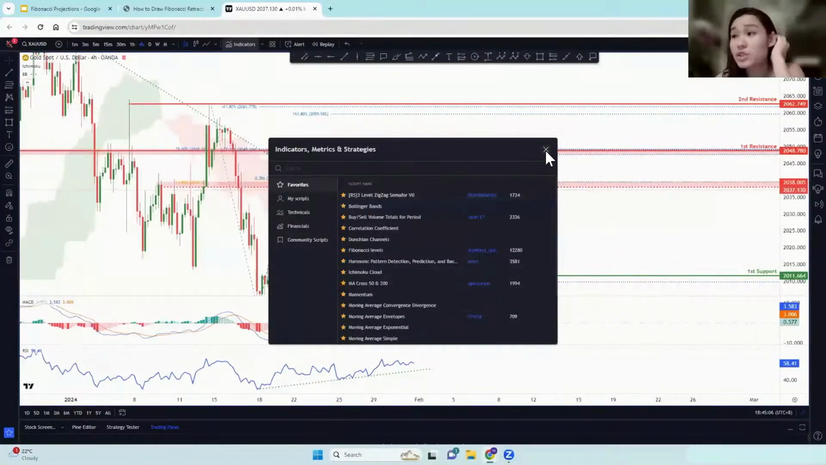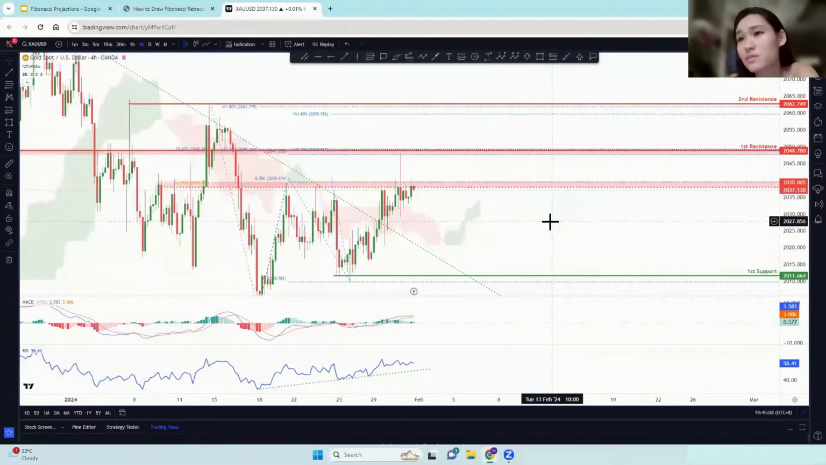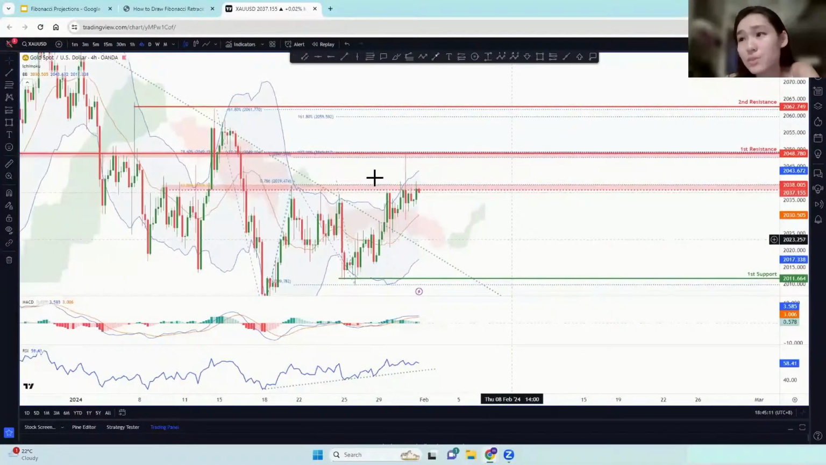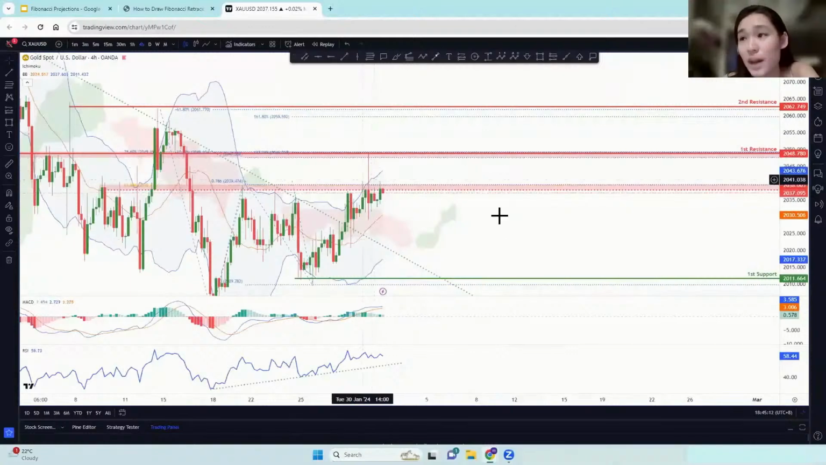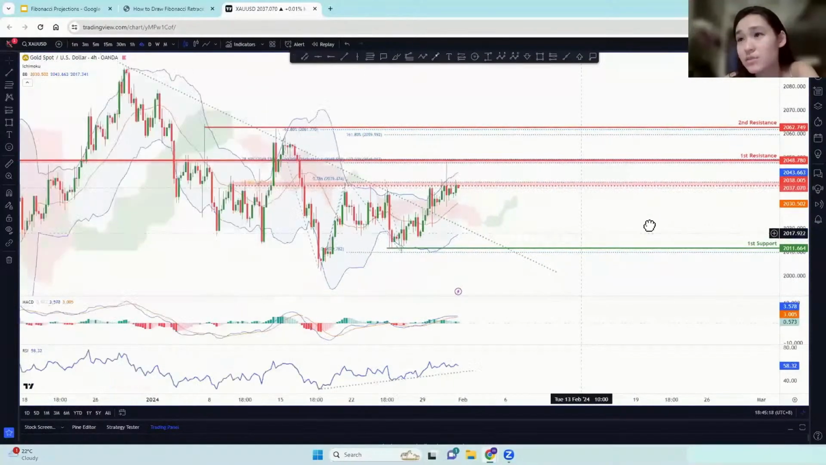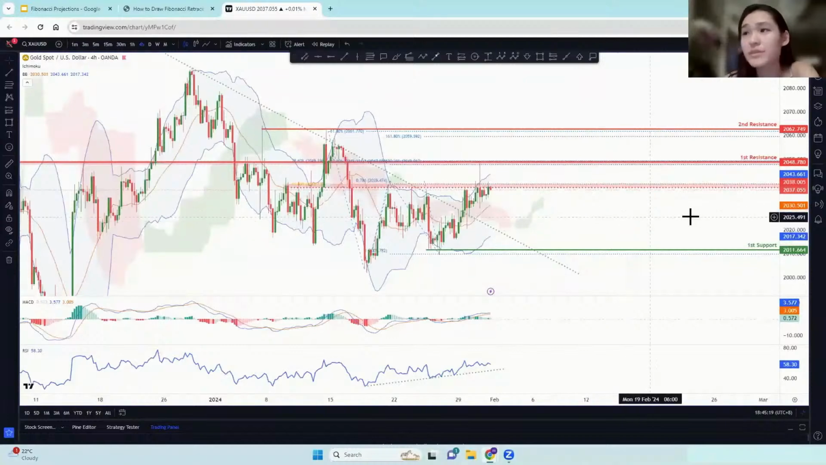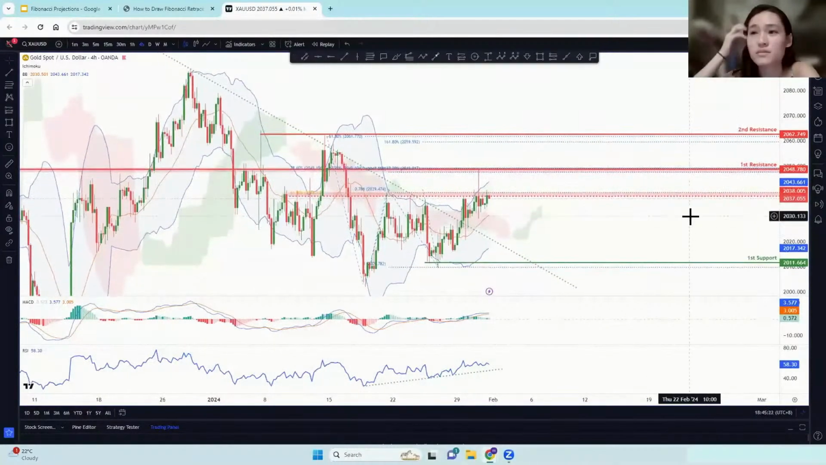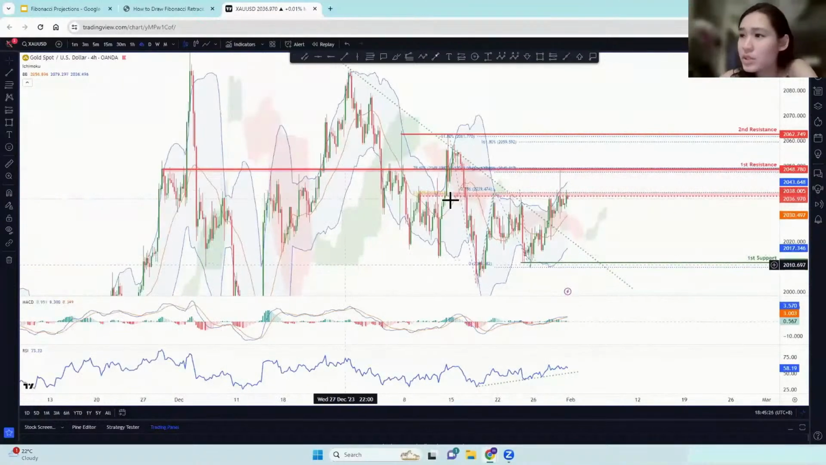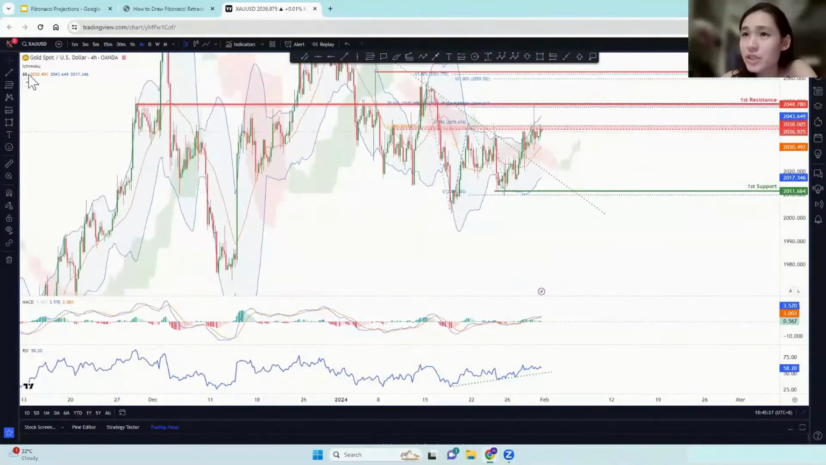Now let's look at Bollinger Bands. You can see price pushing above the upper band, so it is also giving us a bullish signal here. I think there was a question about if it is an uptrend.